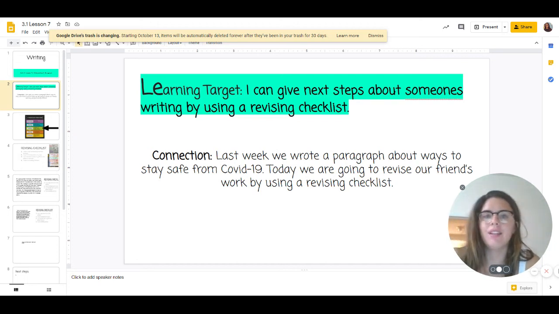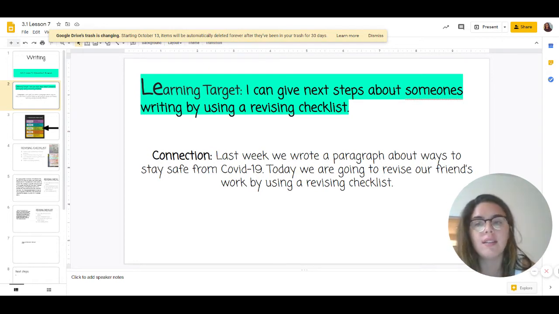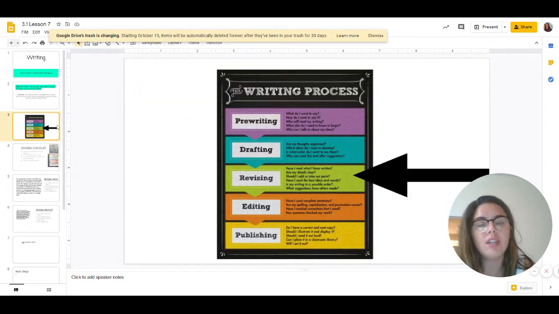Boys and girls, today's learning target is I can give next steps about someone's writing by using a revising checklist. Last week, we wrote a paragraph about ways to stay safe from COVID-19. Today, we are going to revise our friend's work by using a revising checklist. So, just like the learning target says, we are now in revising.